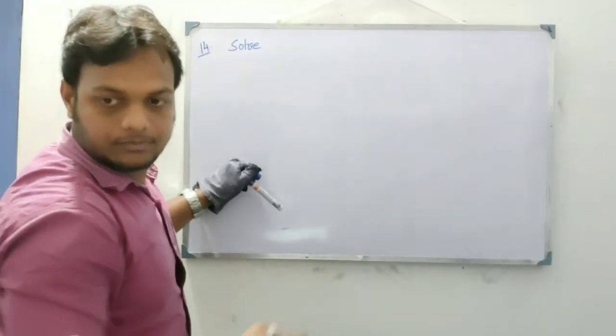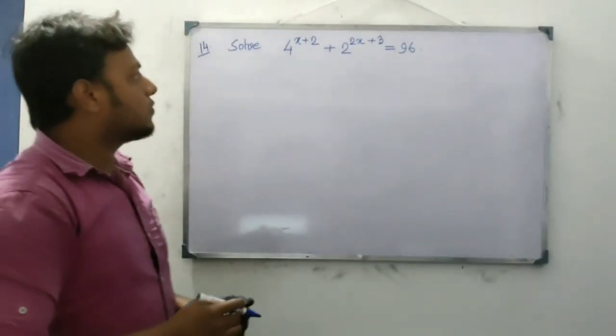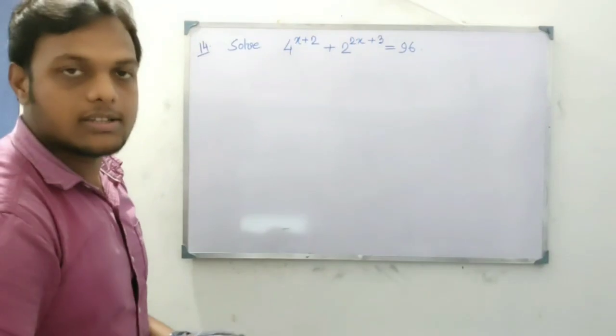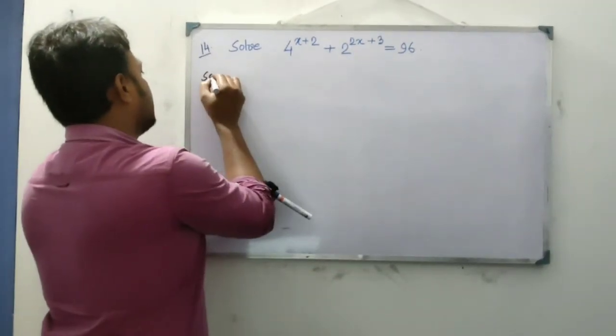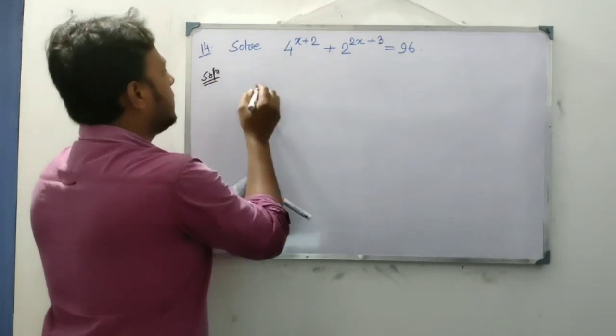Solve 4 to the power x plus 2 plus 2 to the power 2x plus 3 equals 96. We have to solve for x. Okay. To see the solution, again we have to use the rule of exponent.